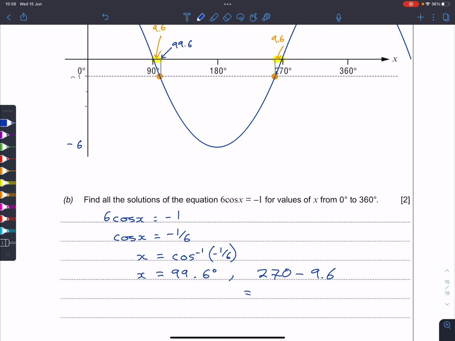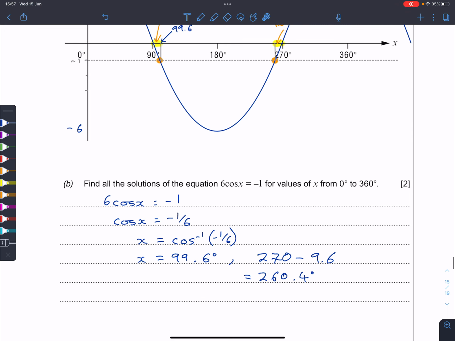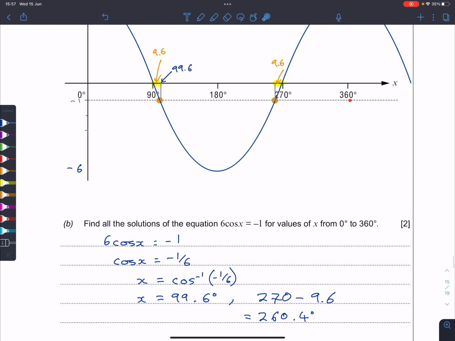And if we work that out, that's going to give us 260.4 degrees. And those are our two solutions. Now, if this graph continued, you could see there'd be another solution there, and there'd be an infinite number of solutions. But between 0 and 360, this line only cuts in 2 places. So that's what our solutions are.